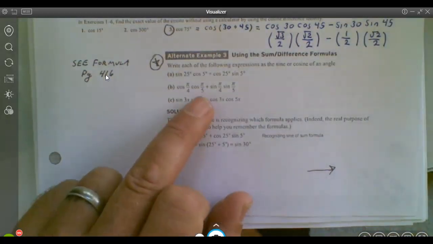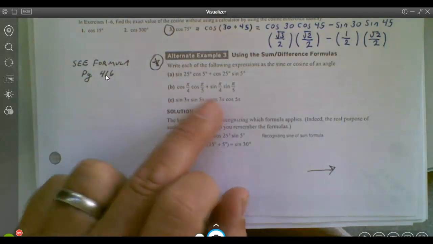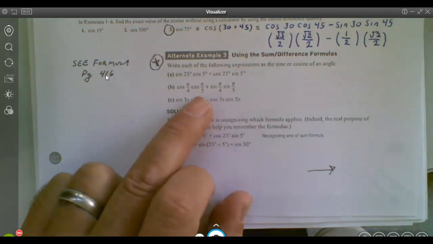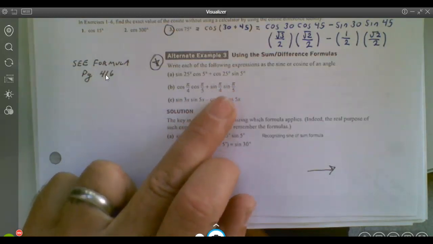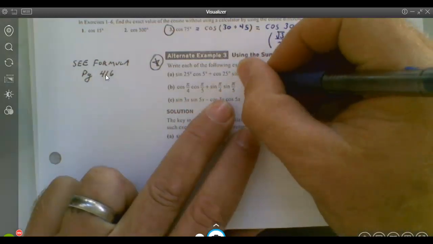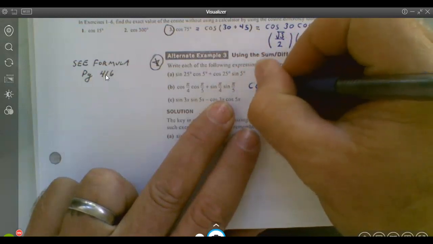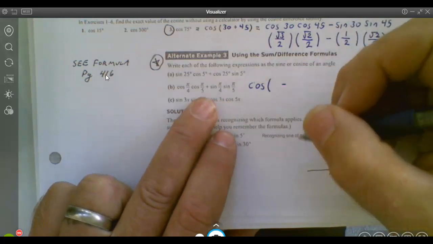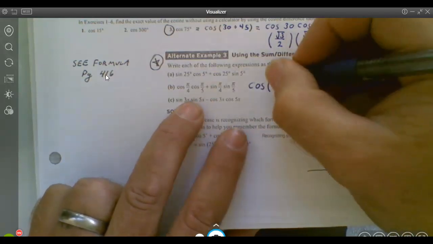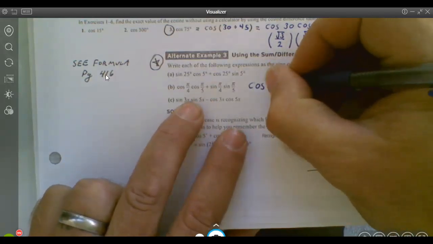You can kind of look at these before I even flip the page, but same thing on this one. You'll notice this looks more like the cosine formula that we looked at. So it was cosine cosine plus sine sine. So on this one, remember in the cosine formula, it was the opposite symbol. So it's going to be a subtraction symbol. What are the two angles? They're pi over 4 and pi over 5.